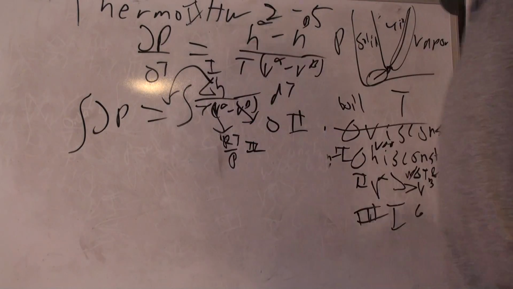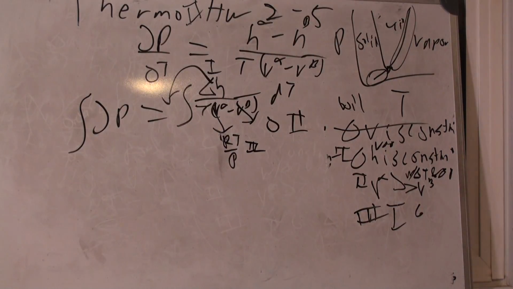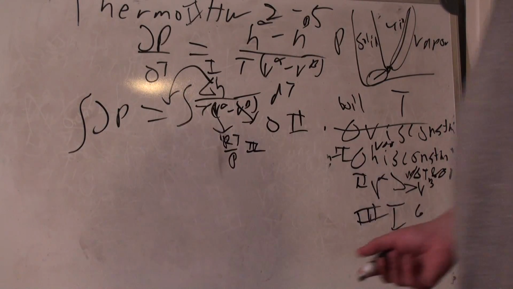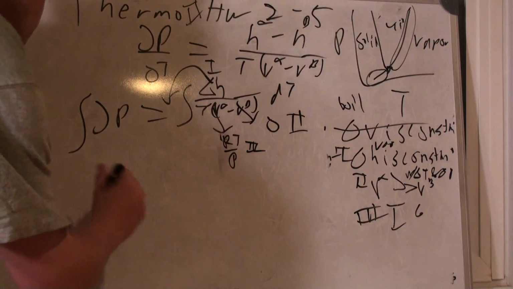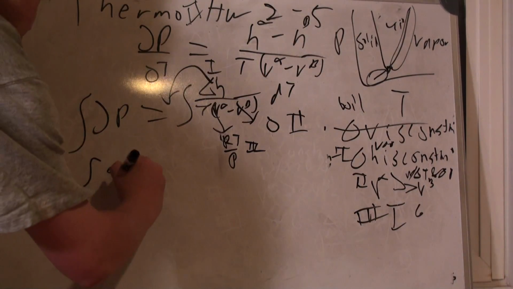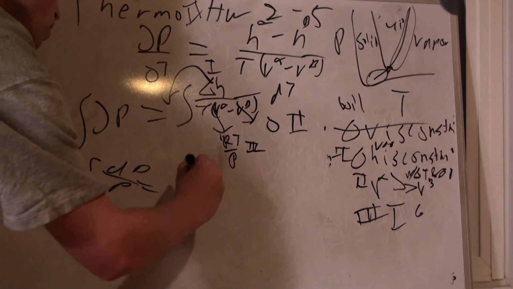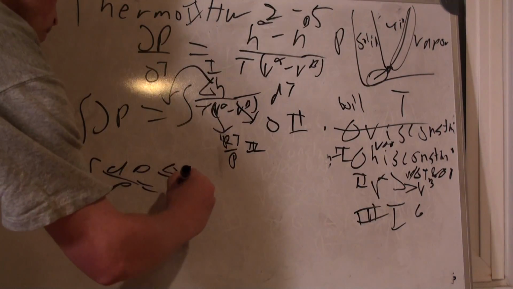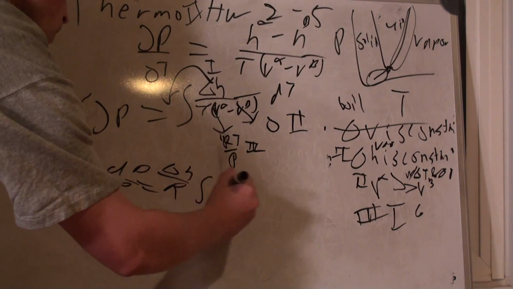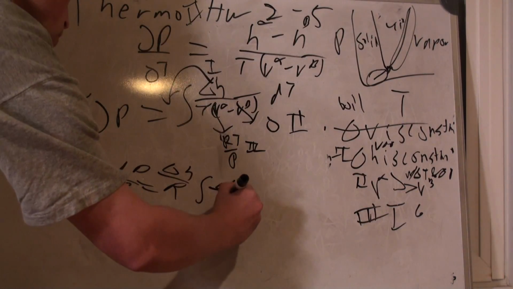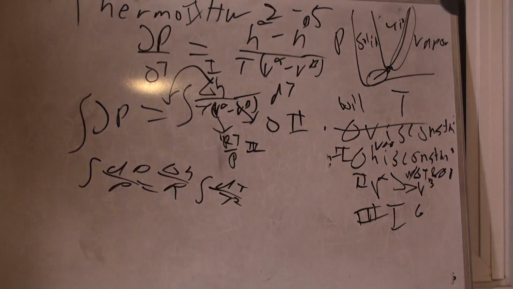Assumption number 1. And then doing some rearrangement of the math, I'm going to get that dP over P is equal to delta H over R dt over T squared. And it's okay to skip that. Now you might be like, well, what are my bounds?